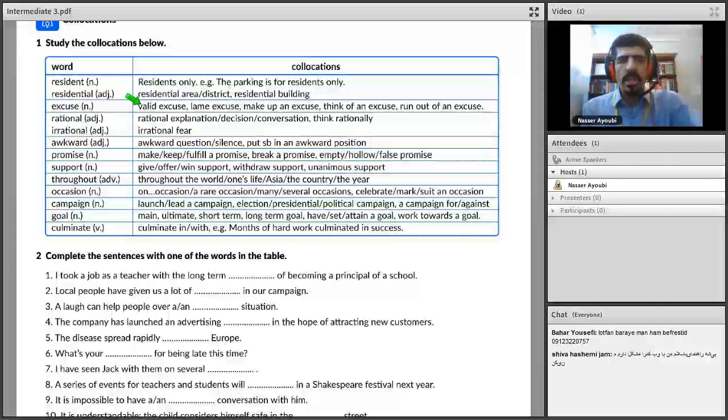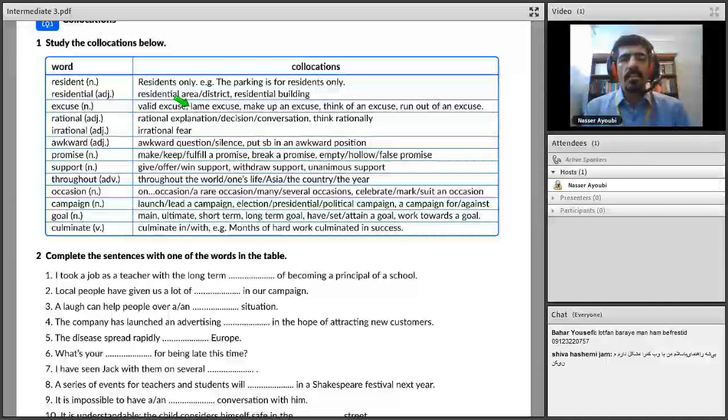Excuse as a noun. Collocations. Valid excuse. The excuse that is valid. You know, it's not lame. As you see this one, lame excuse. They are just the opposite. Lame excuse is an excuse of lack of thought. You know, it's not appropriate. But valid excuse is appropriate.